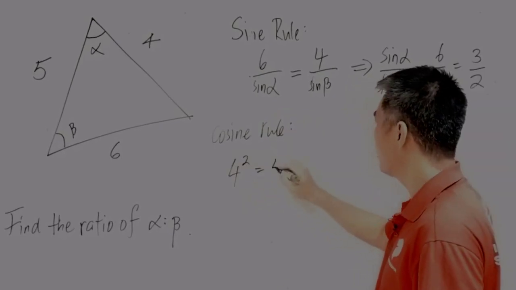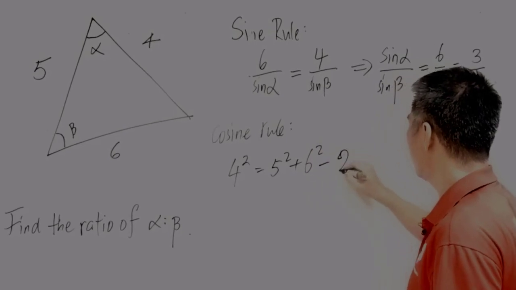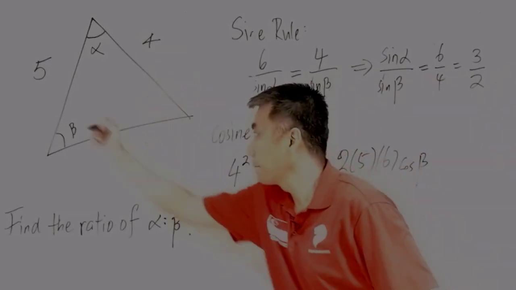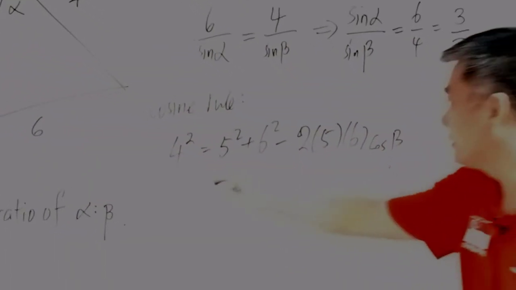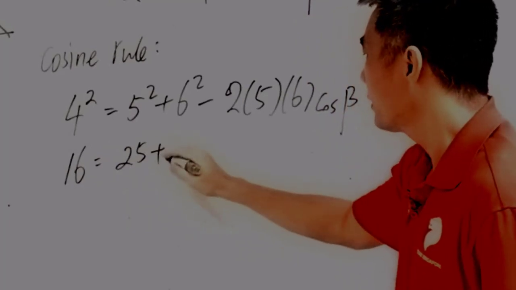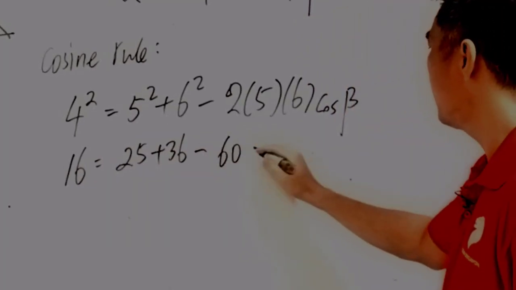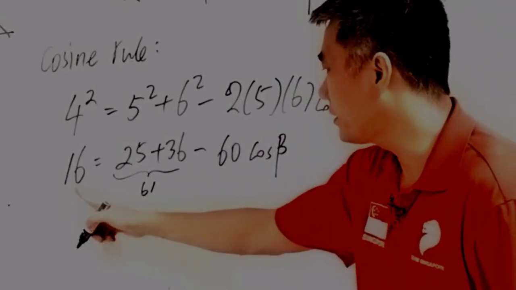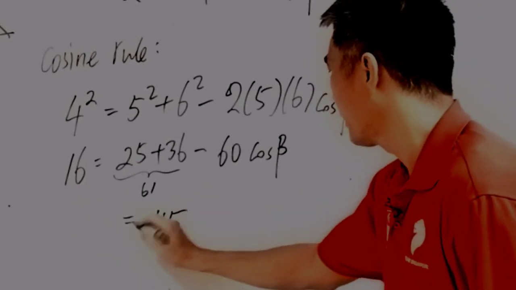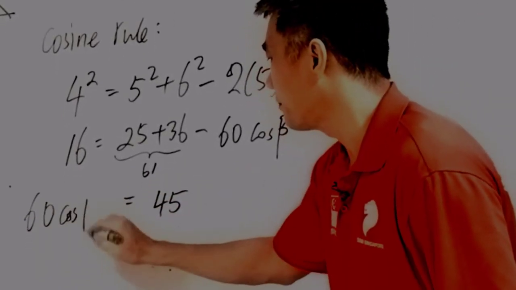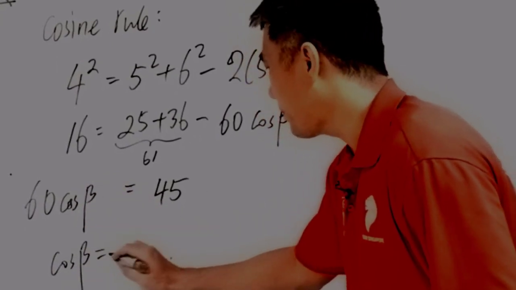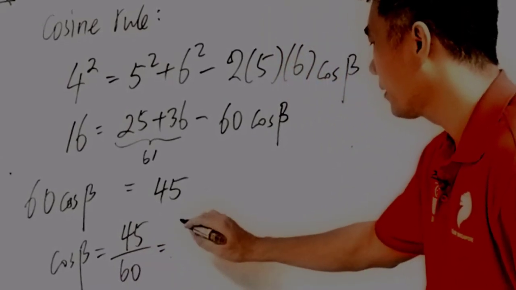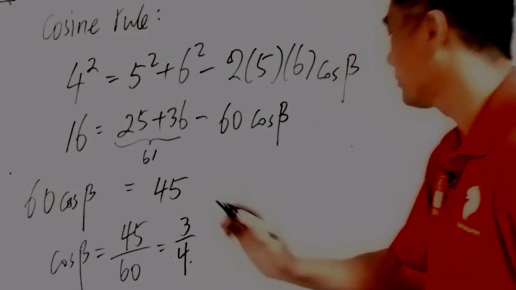4 squared equals 5 squared plus 6 squared minus 2 times 5 times 6 cosine beta. And this is 16 equals 25 plus 36 minus 60 cosine beta. This is 61, and 61 minus 16 is 45. And this is 60 cosine beta. So cosine beta equals 45 over 60, which is 3 over 4.